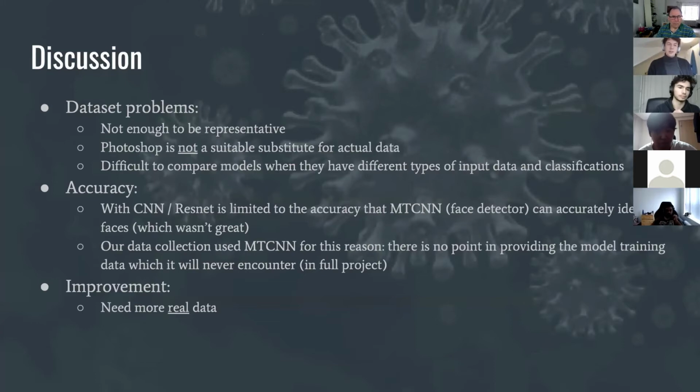Yeah, and so some of our key takeaways from this project is that the data set is really, really crucial to making sure that it applies in the real world. Okay. So essentially, key takeaways: Photoshop wasn't suitable, and also the accuracy. It's hard to compare when there's different parts in the program. Thank you.